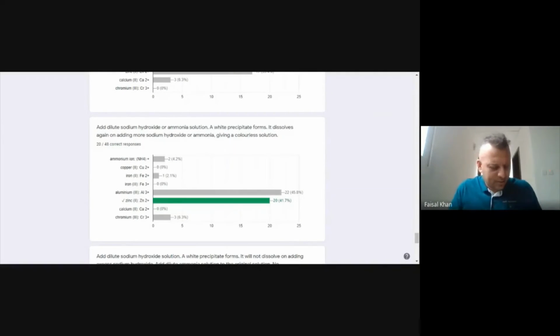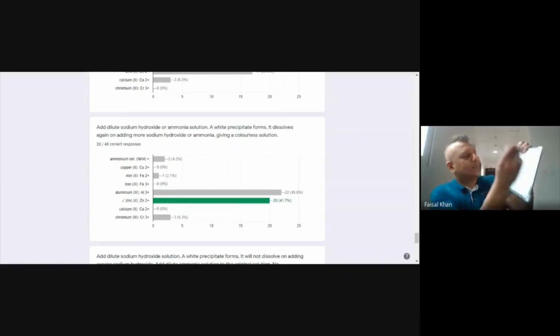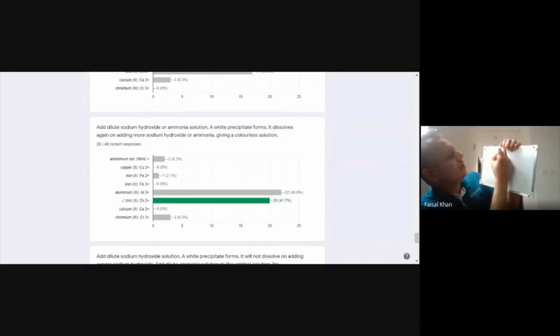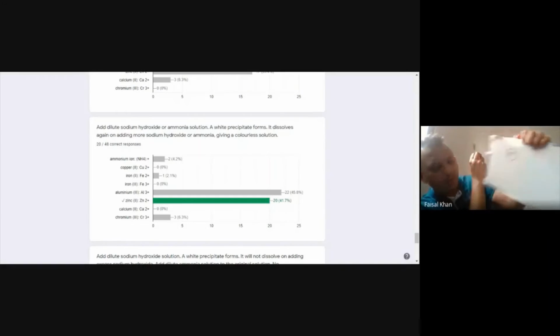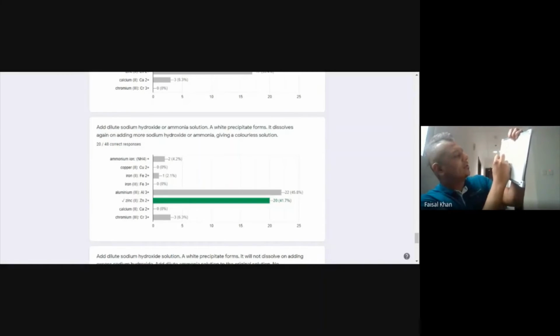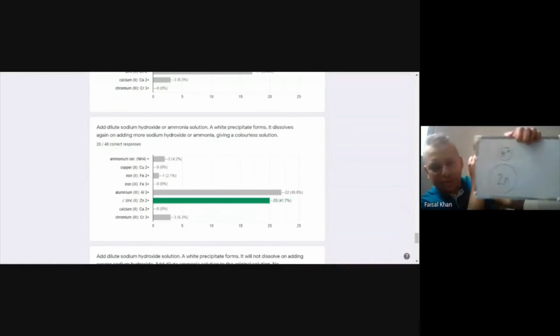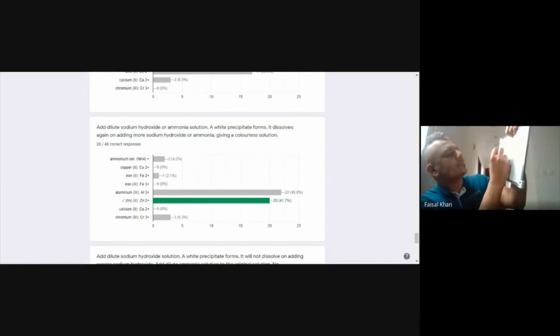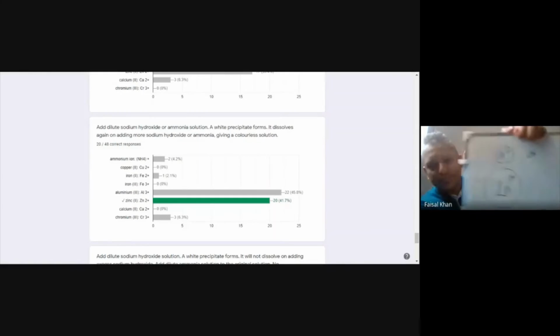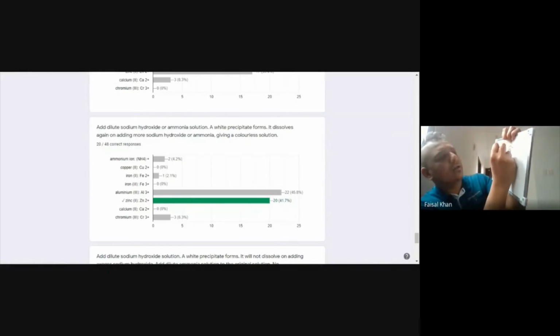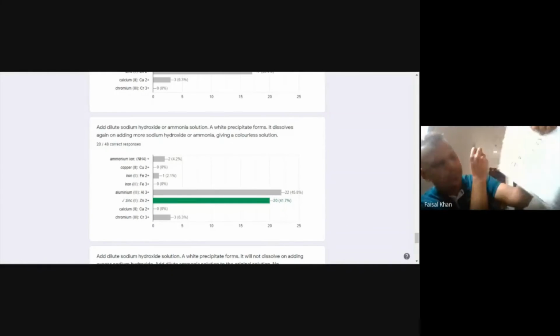The reason why, because it doesn't seem to make sense, is that aluminium is a very small ion, whereas zinc is a very large ion. And so the only thing that the aluminium can pair up with are tiny hydroxide ions.